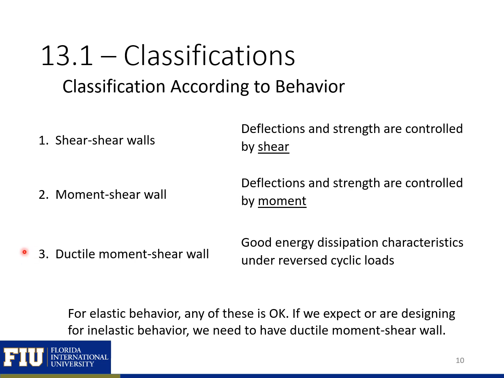In this case, this wall will have good energy dissipation characteristics under reverse cyclic loads. So when we're designing a wall to resist seismic loads, we want to try to create a ductile moment shear wall. For elastic behavior, any of these is okay, but if we expect or are designing for inelastic behavior, we want to make sure that we have a ductile moment shear wall.